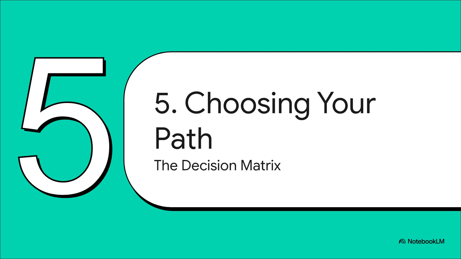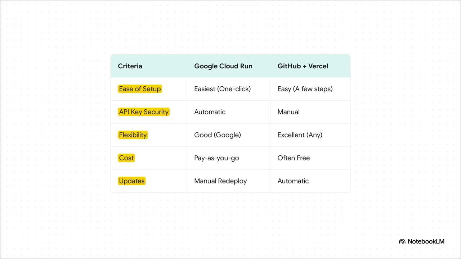So how do you possibly choose? Well, it all comes down to what you value most. Let's put them head to head. This little chart should make it clear. If your absolute top priority is the easiest possible setup, Google Cloud wins. It's practically one click. If you're worried about API key security and want it handled for you, again, Google is the champion. With the GitHub path, you have to manage that key yourself. It's not hard. You use something called an environment variable, but it is an extra step. However, if you want maximum flexibility and the ability to have your site update automatically every single time you save your code, then the GitHub and Vercel path is frankly unbeatable.